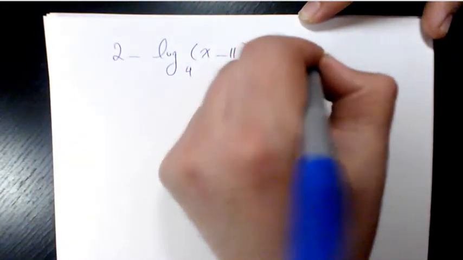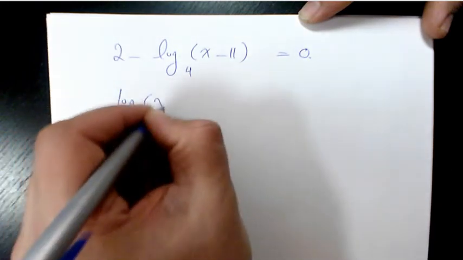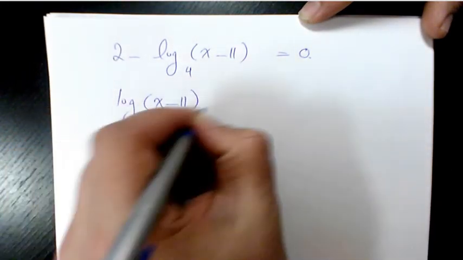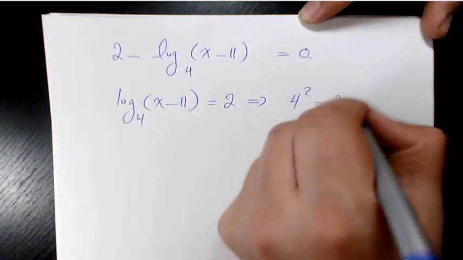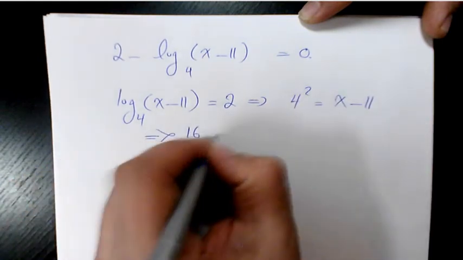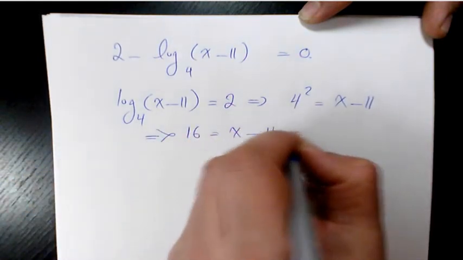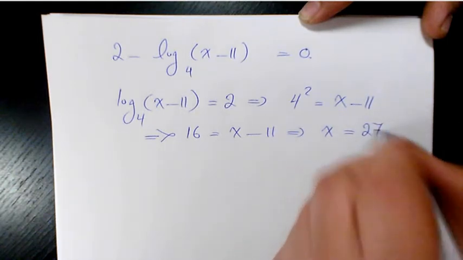Next example, 2 subtract log base 4 of (x − 11) equals 0. So log base 4 of (x − 11) equals 2. So 4 squared equals x subtract 11. 4 squared is 16, x subtract 11. So x will be 16 plus 11, that's going to be 27.